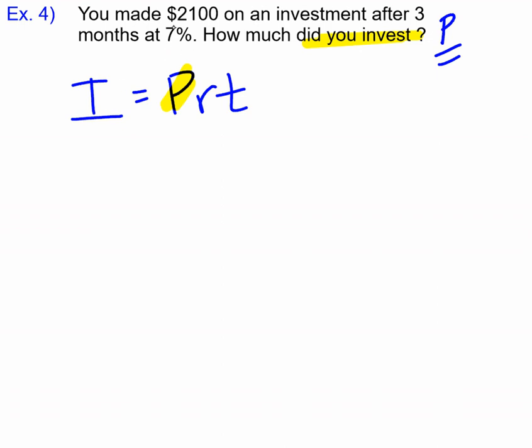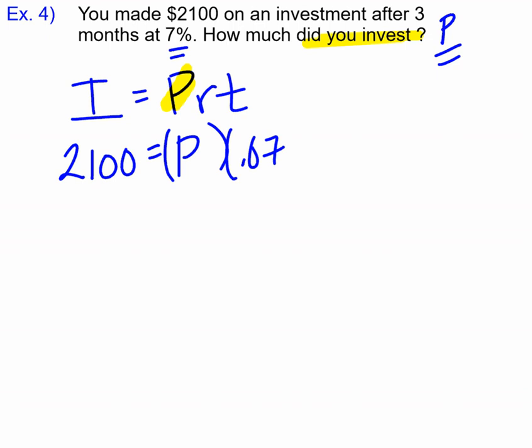So let's start to put things in the right place. It says you made $2,100 on an investment. Well, that automatically goes into interest. So we're going to drop that right there. We said we don't know what the P is, so we're going to leave the P alone. We do have a rate. The rate here is 7%. We need to change 7% into a decimal. So that's going to be 7/100 because that's 7 per 100.